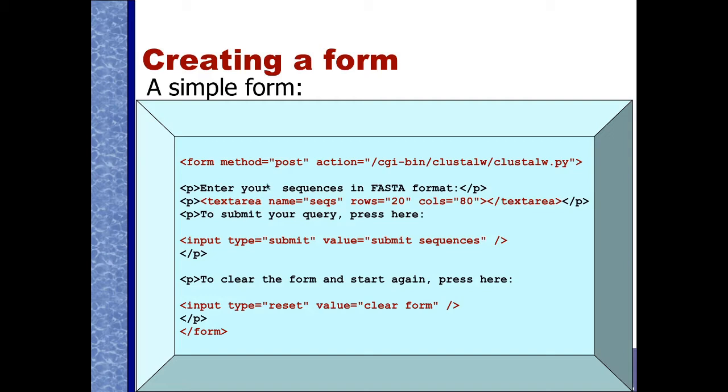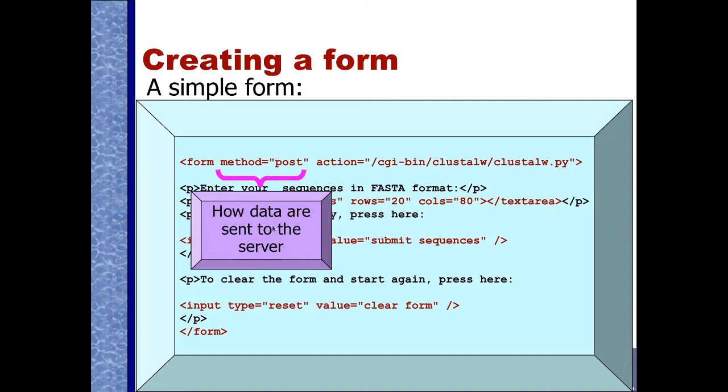Now here we're just printing some information in a paragraph, and here's another example of one of the special things that we have within a form, which is a text area. So that's a box which is 20 rows by 80 columns, and that's where you might enter some sequence information. And then we have a submit button, and this is in a tag of type input, and a reset button to clear the form.